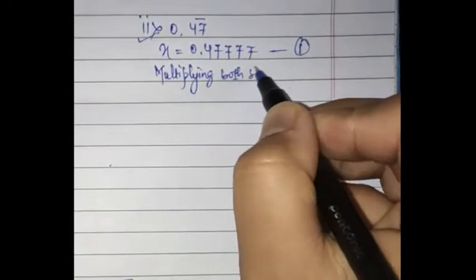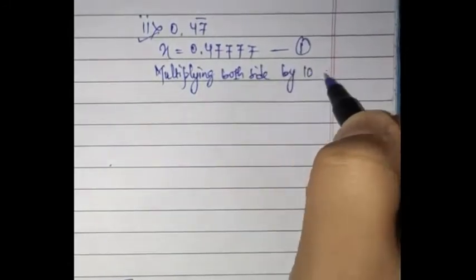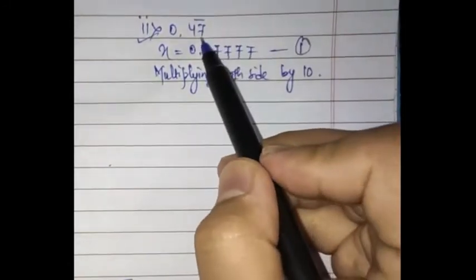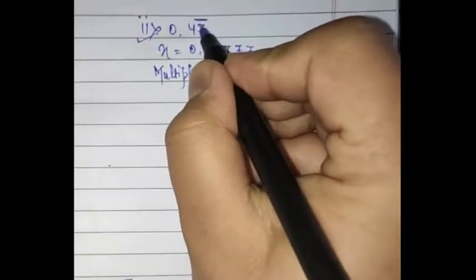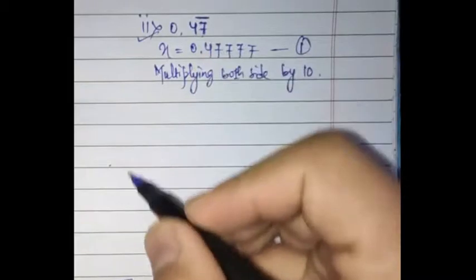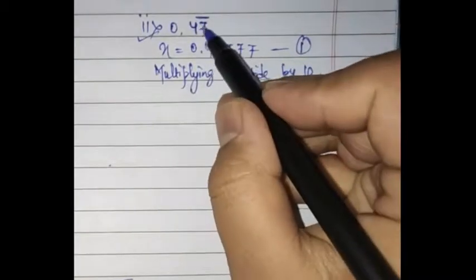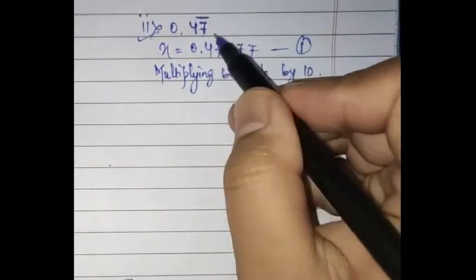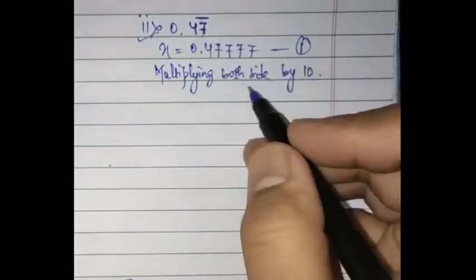Similarly, over here we are going to multiply both sides by 10. Why 10? Because only one digit is getting repeated, no? Only 7 is getting repeated, not 4. Keep the bar away from 4, otherwise you will be confused, okay? Only 7 is getting repeated, so we multiply both sides by 10.